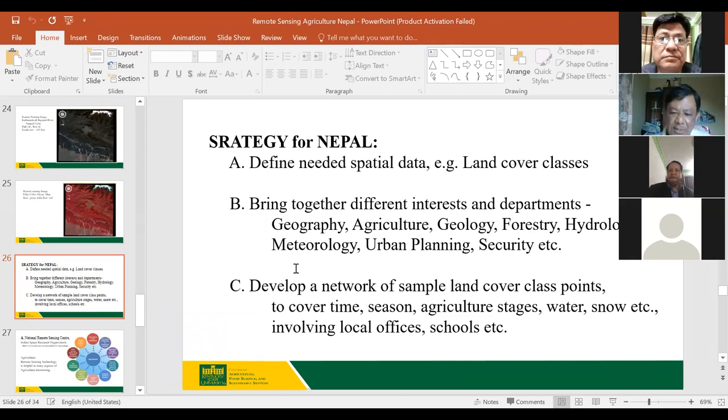And so, say for agriculture, the information will first be geography information, the sample points all over Nepal, which is very simple. You have to build it one time, and that's it. That's good for all the time. And then different seasons, agricultural stages, and the water, and so on and so forth. You have to have those kinds of information to generalize the information you get from satellite.